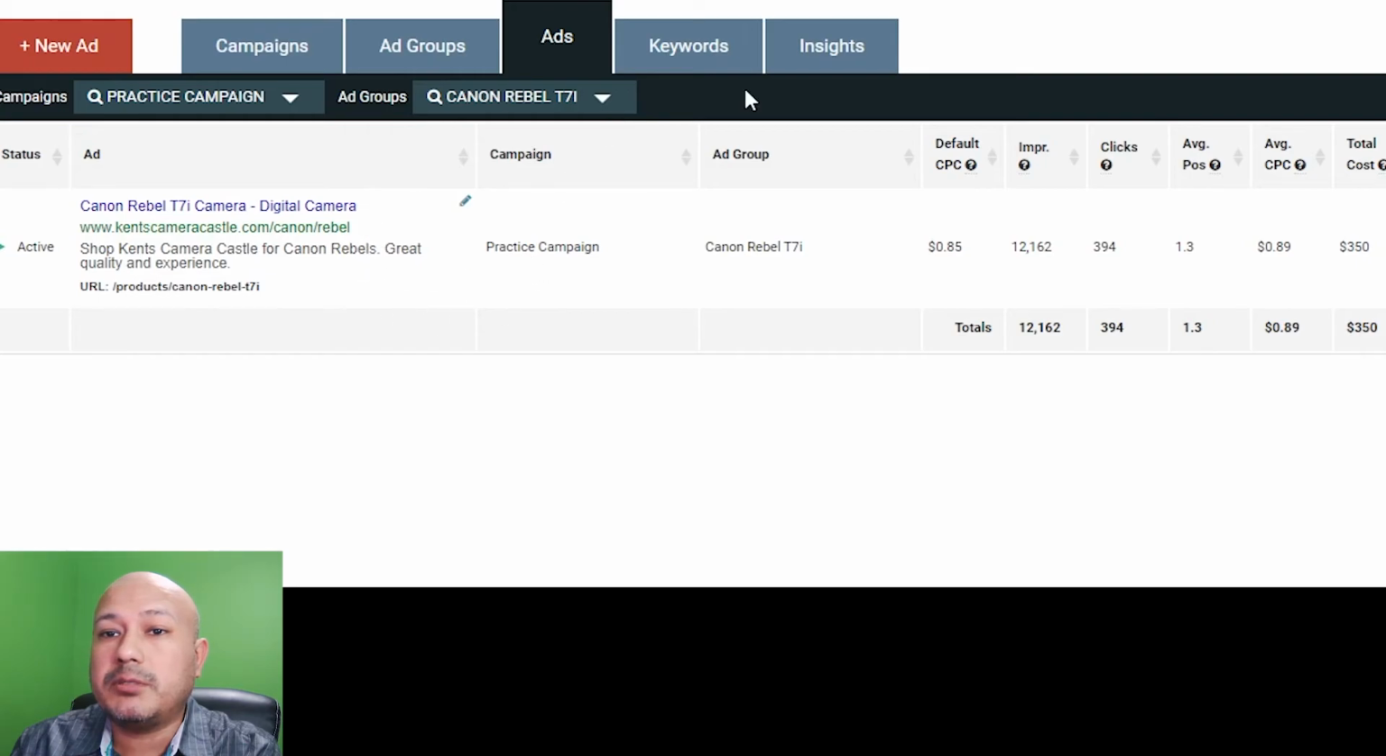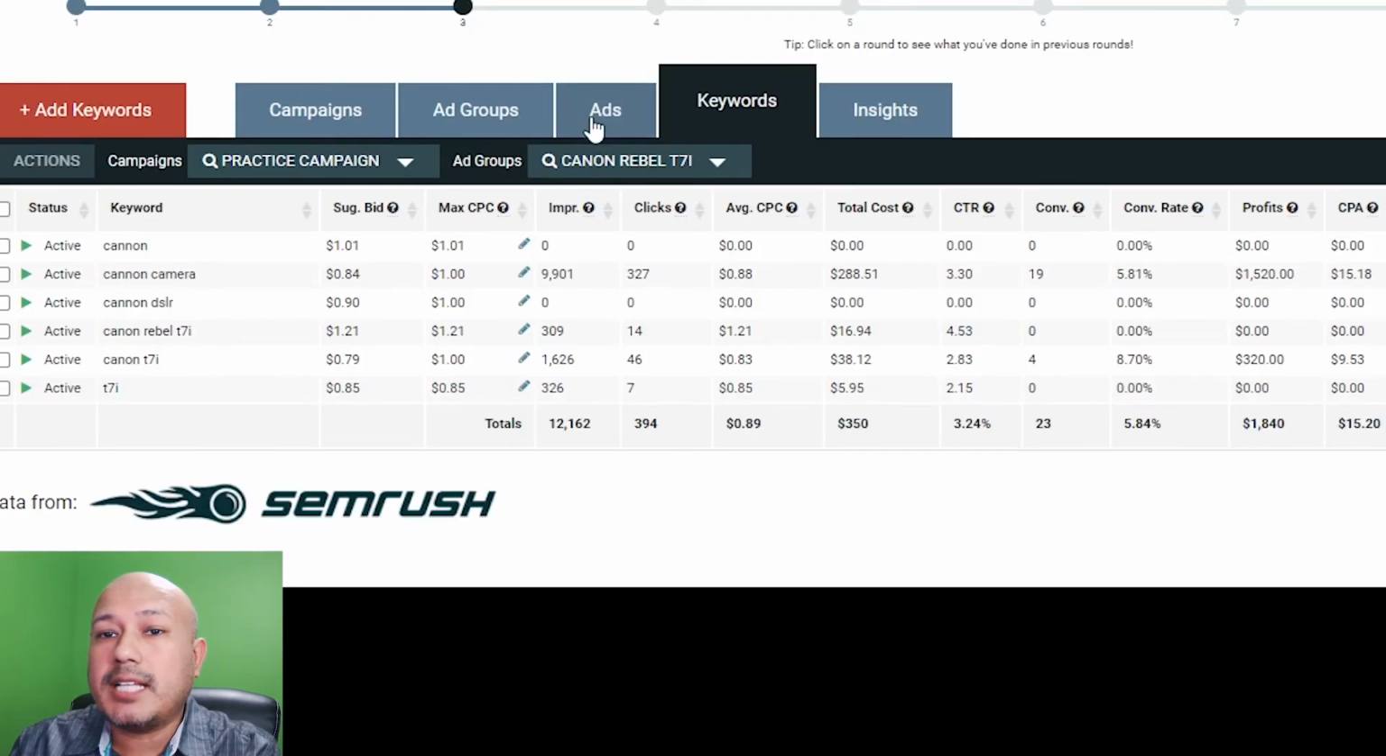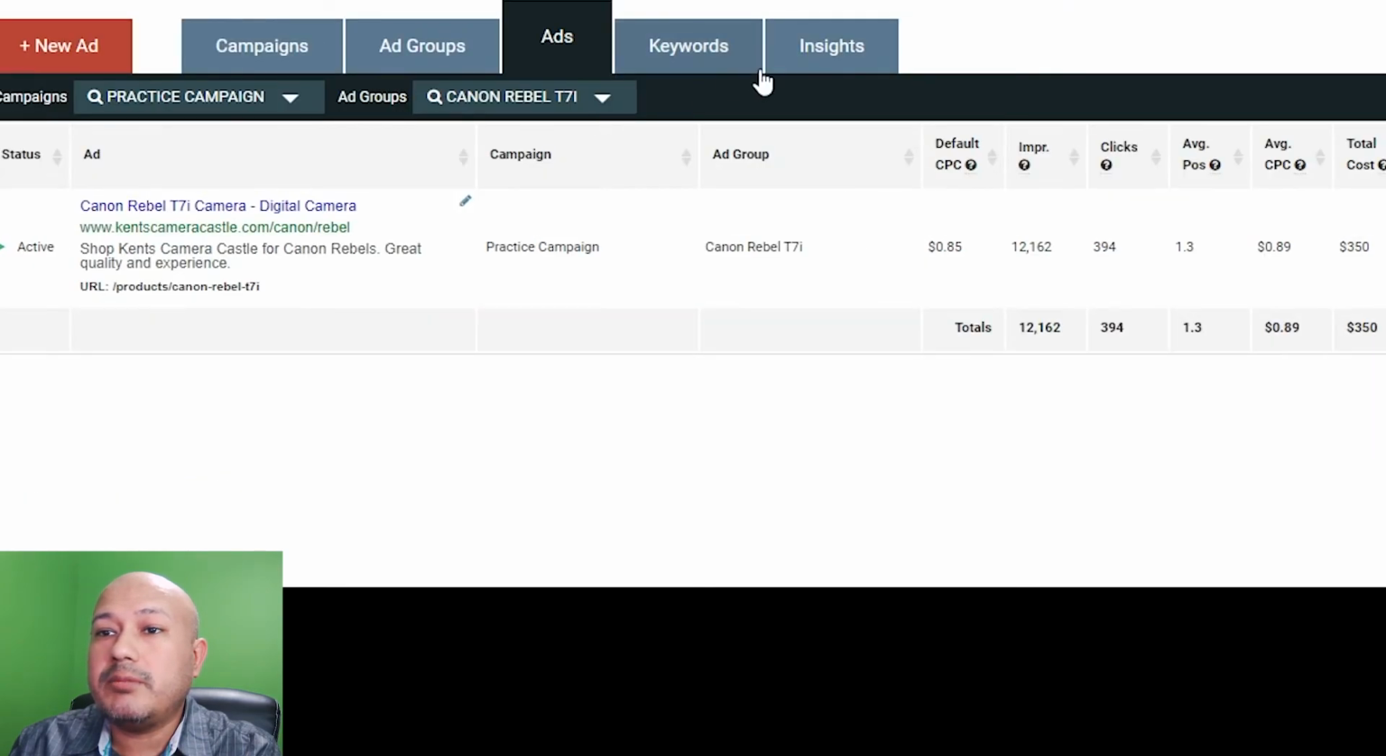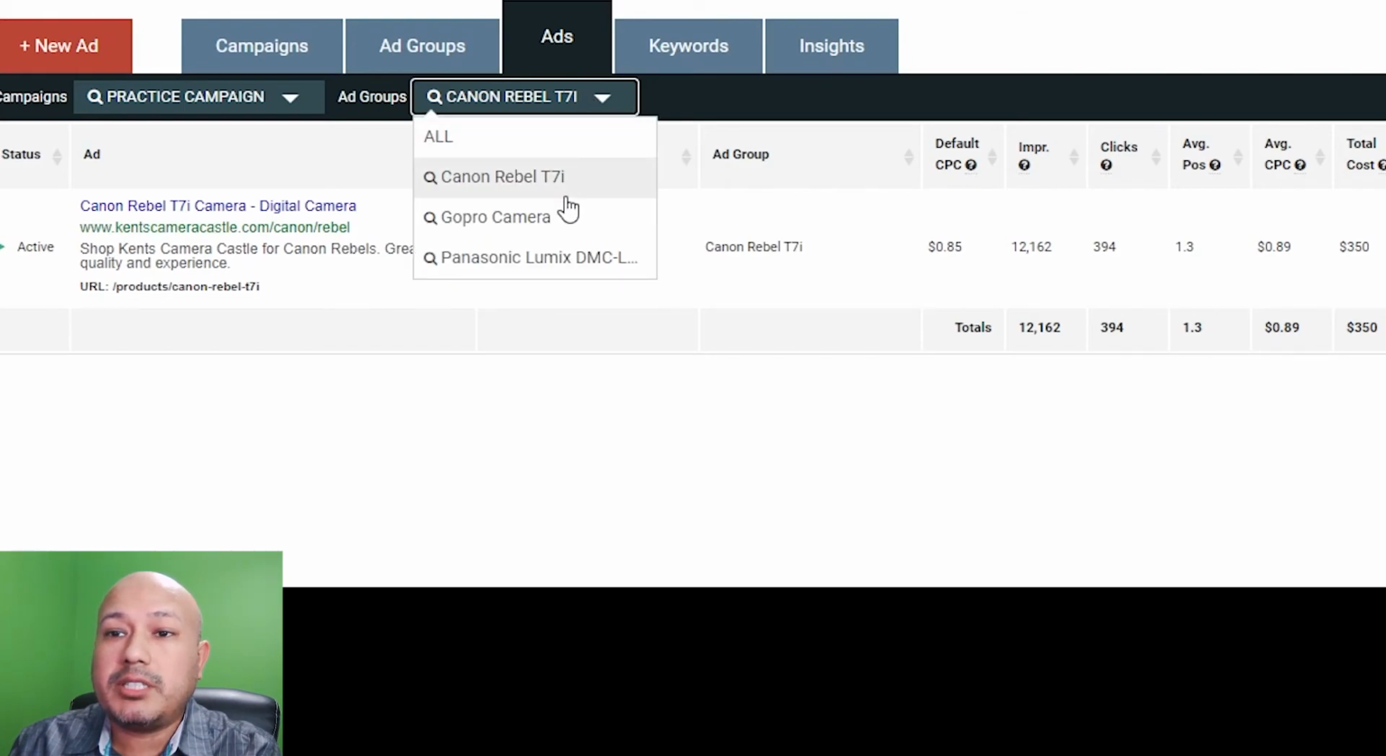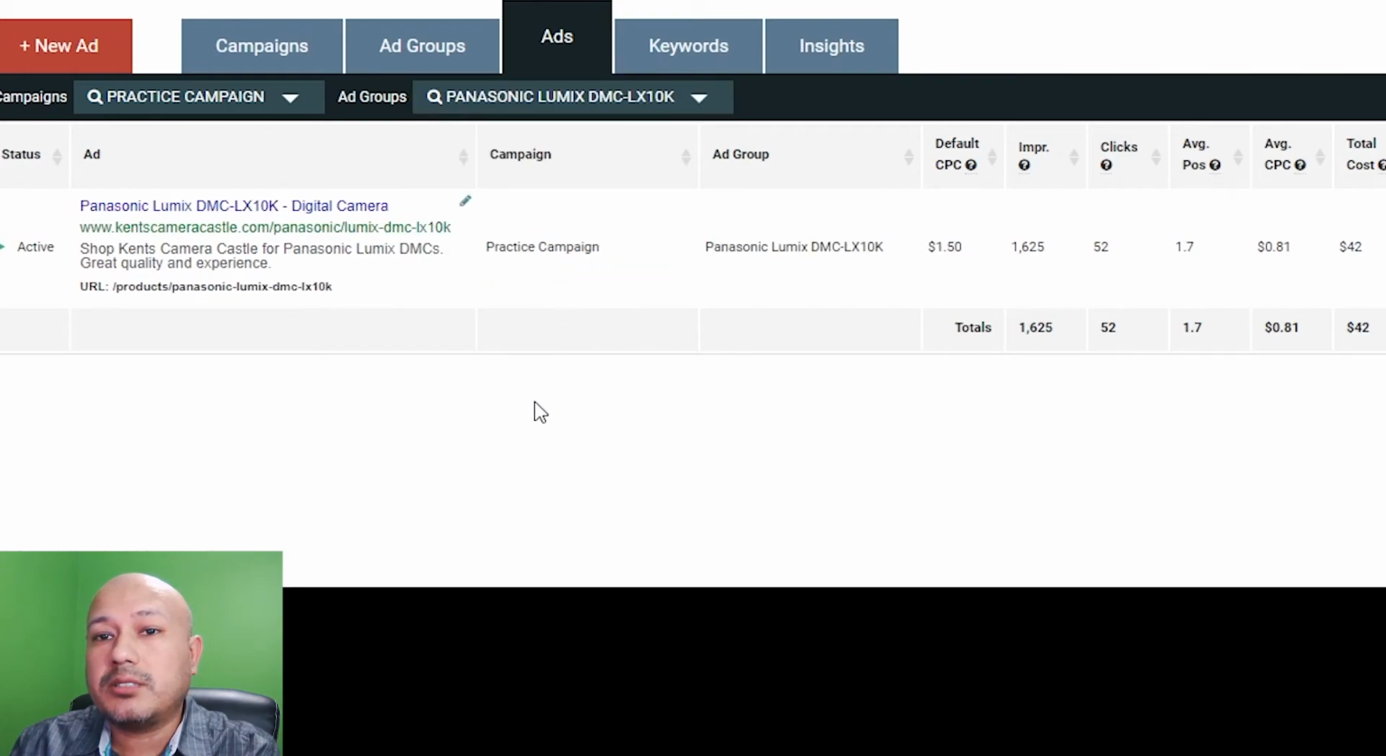As we said, for this particular example, the keywords and the ads were very related, right? And that is why we were able to generate sales or revenues. We were able to get impressions, we were able to get click-through, and we were also able to get conversion. Now let's take a look at the Panasonic Lumix.